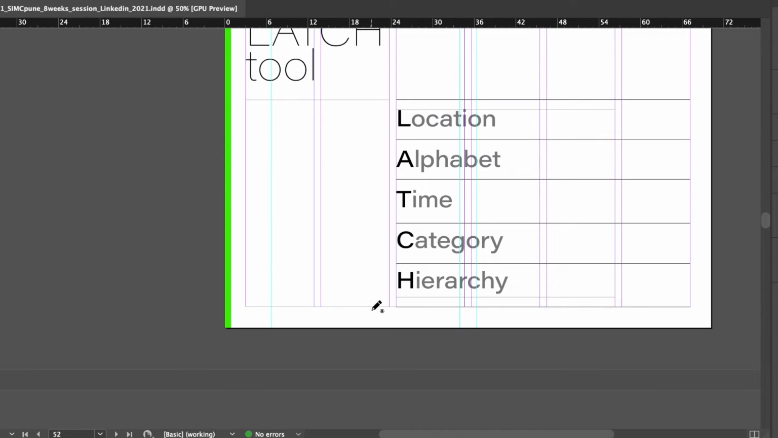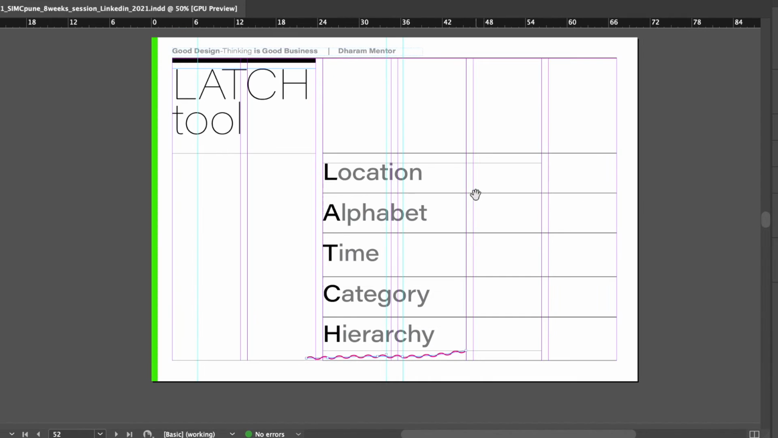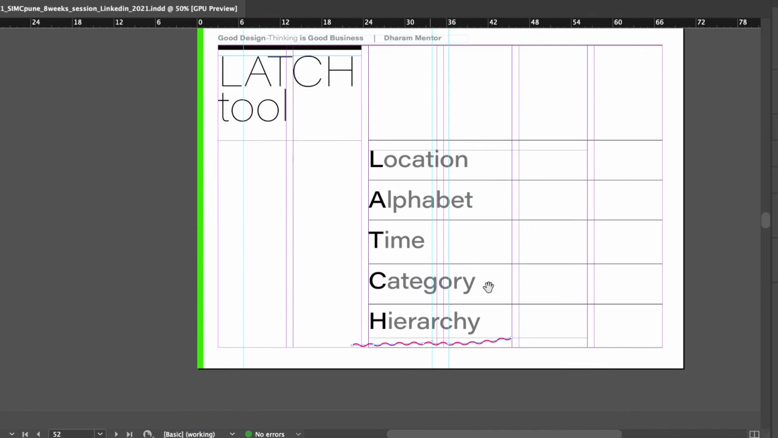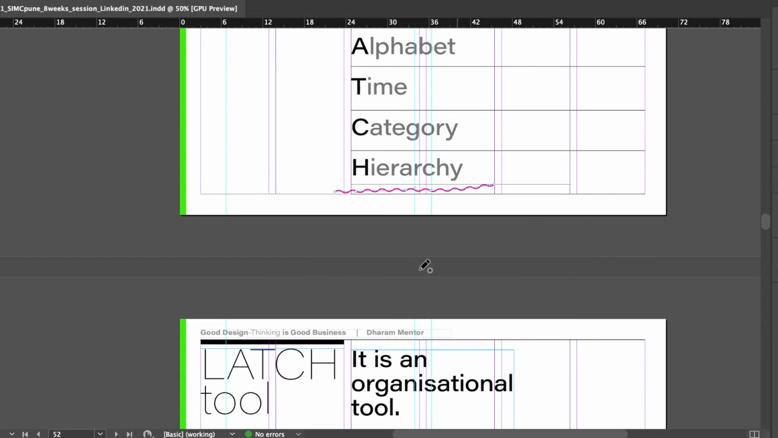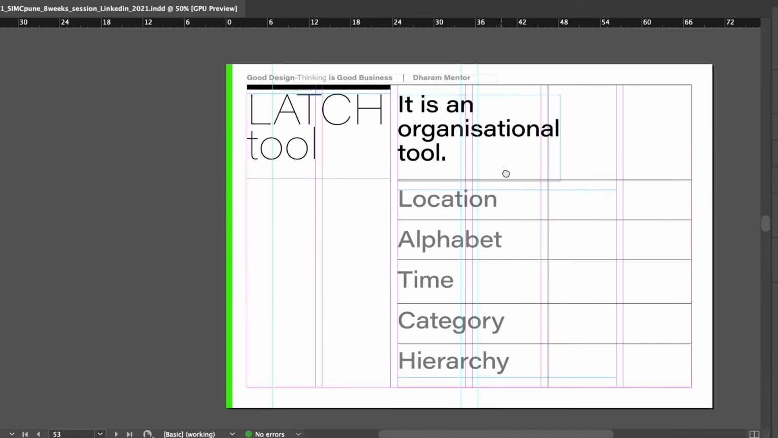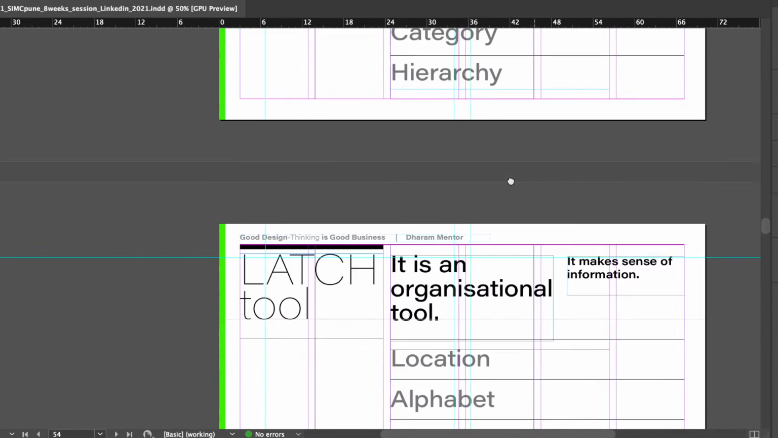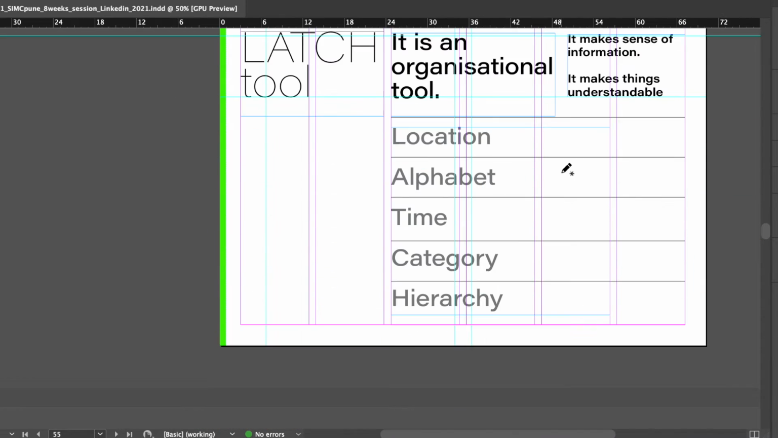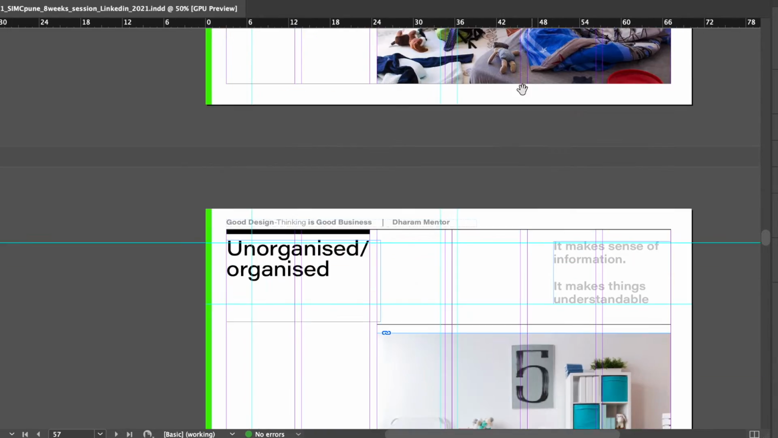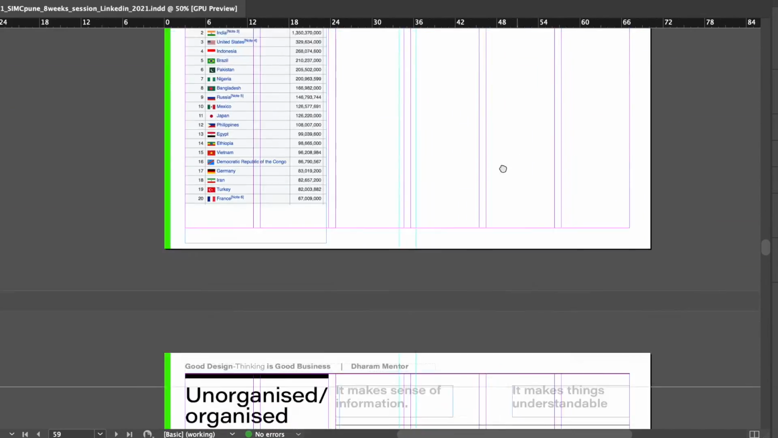And another way you can organize your information is on a hierarchy basis. LATCH is all about organizing your information in these five ways. I would like to give an example of how we are extensively using these five methods of organizing information. So let me directly get into those examples.